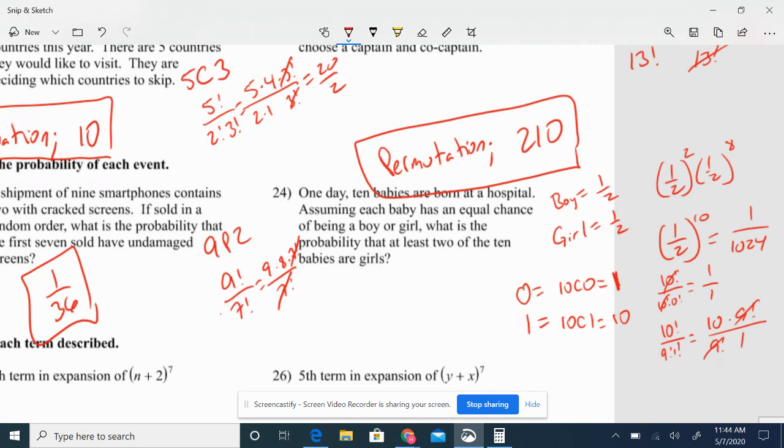Okay, so once again, I have 1024 possible ways this kit can be formed. From those 1024, I'm going to subtract the 1, the probability of 0 girls, and I'm also going to subtract 10, the probability that one of them is a girl. So 1024 minus 11 gives me 1013.